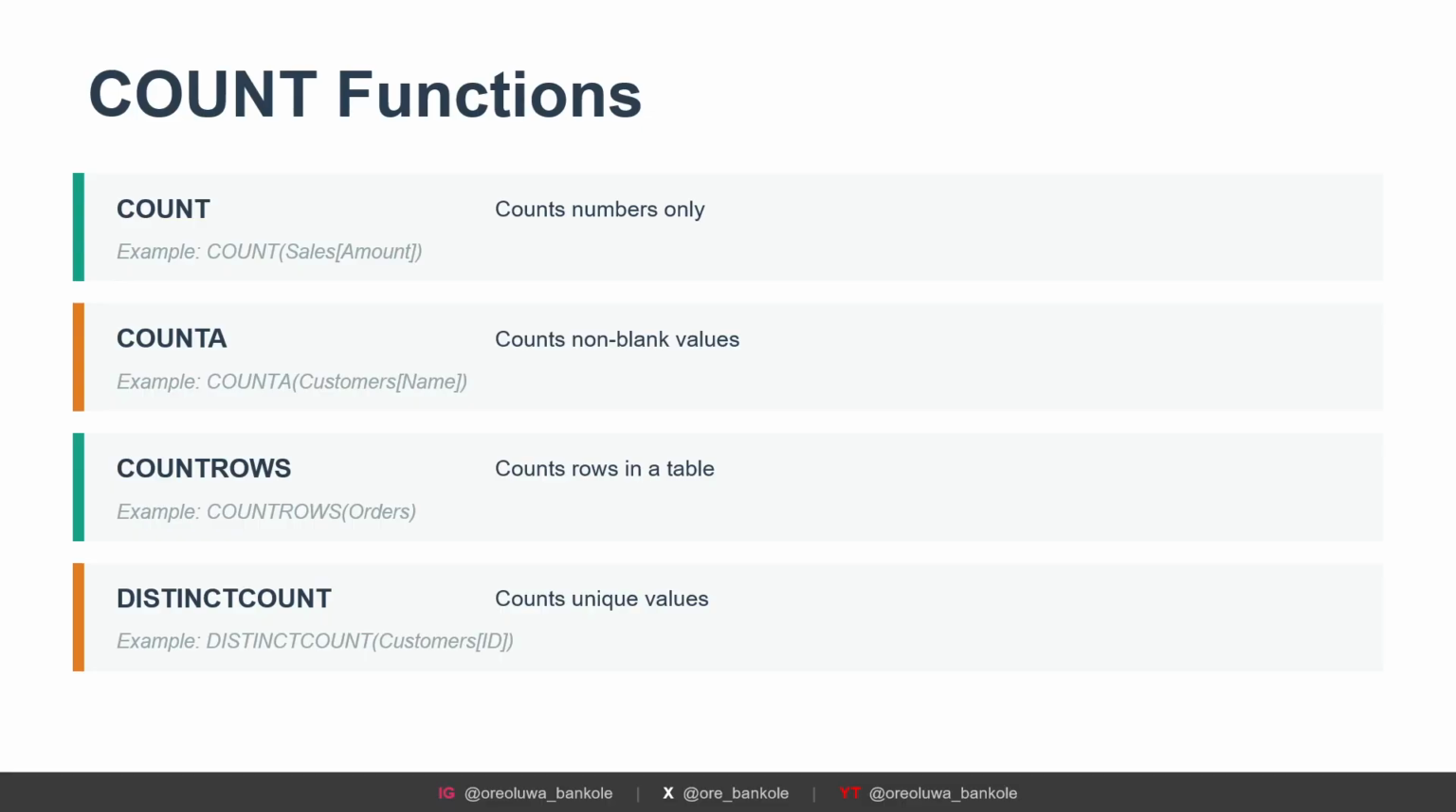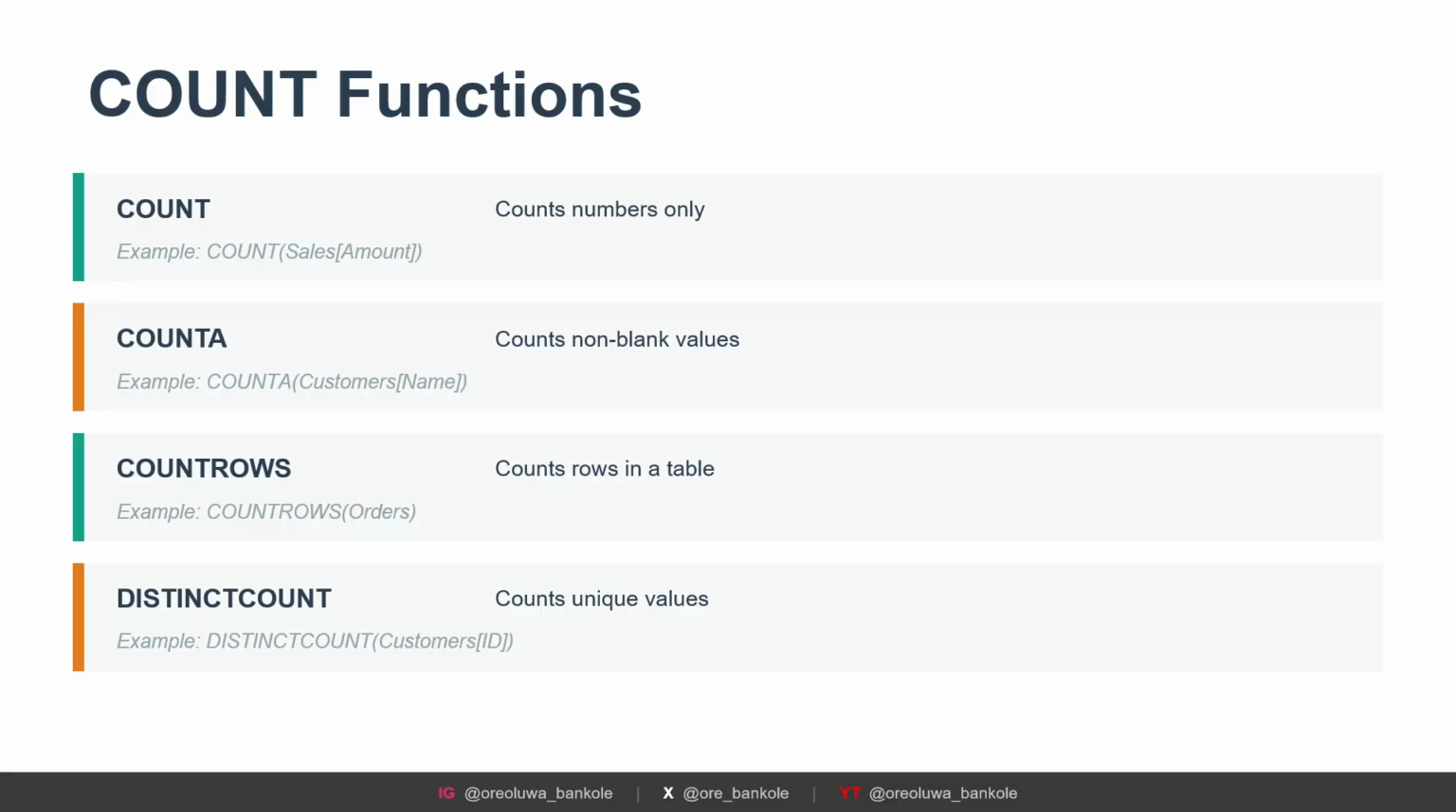Count is very hard. Oh my God. You can see count has 4 types. In Excel, how many do you have? Just 2, I think, or 3: count, COUNTA, count blank. Now you have count rows, distinct count, COUNTA, and count. That makes 4 different types of counting.